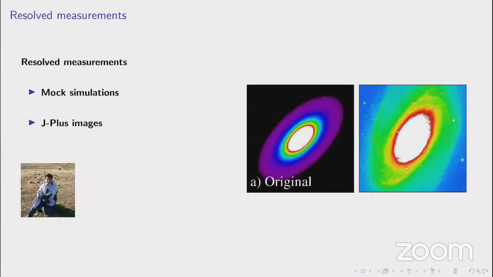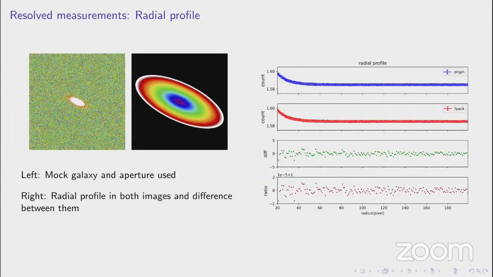And then finally, we go to the resolved measurements. This work has been carried out by Alex Lee at the Hong Kong University, and we've divided it basically into different parts. For the mock simulations, we have studied the radial profiles, and then we've carried out morphological measurements in the real images. Here are the results. Here is the mock galaxy with the noise, and the aperture used to study the radial profile.